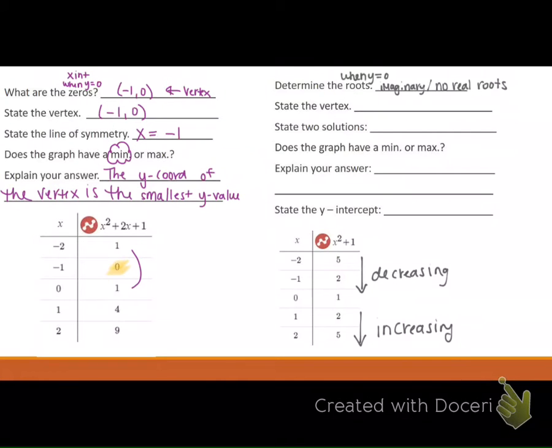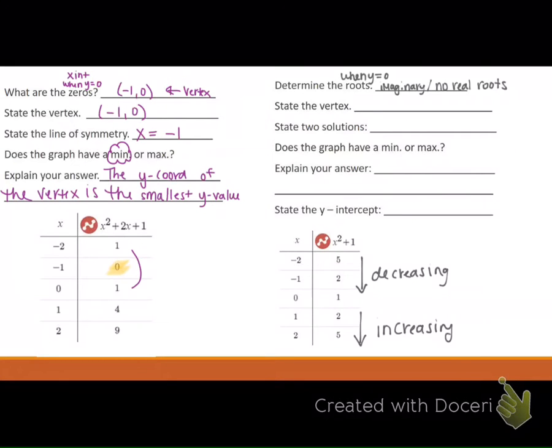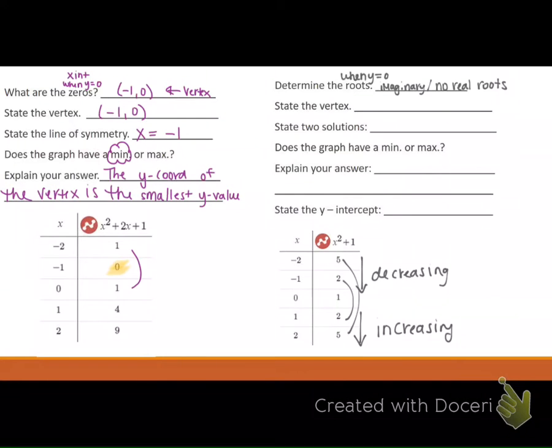What is my vertex, Grace? 0, 1. So here's another way to determine the vertex: look for those increasing and decreasing intervals. If you see here, it's decreasing to 0 and then it's increasing again. Do you guys see that? So it will be increasing or decreasing towards and then doing the opposite the other way. So that's another way besides looking for that symmetry.